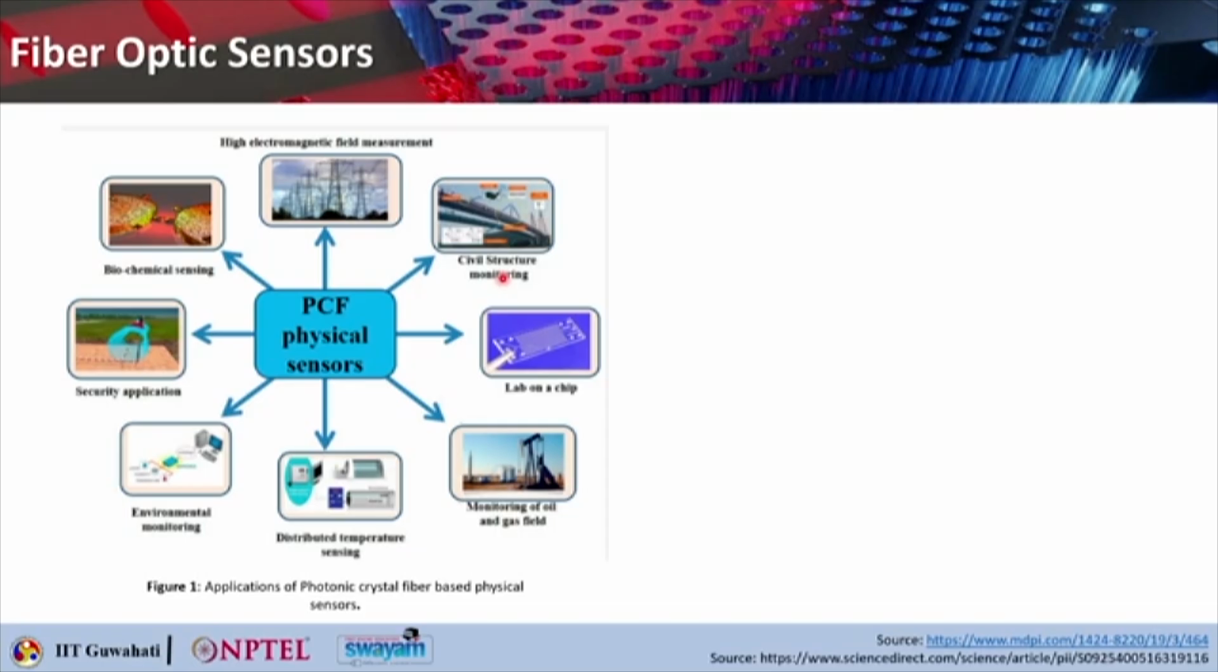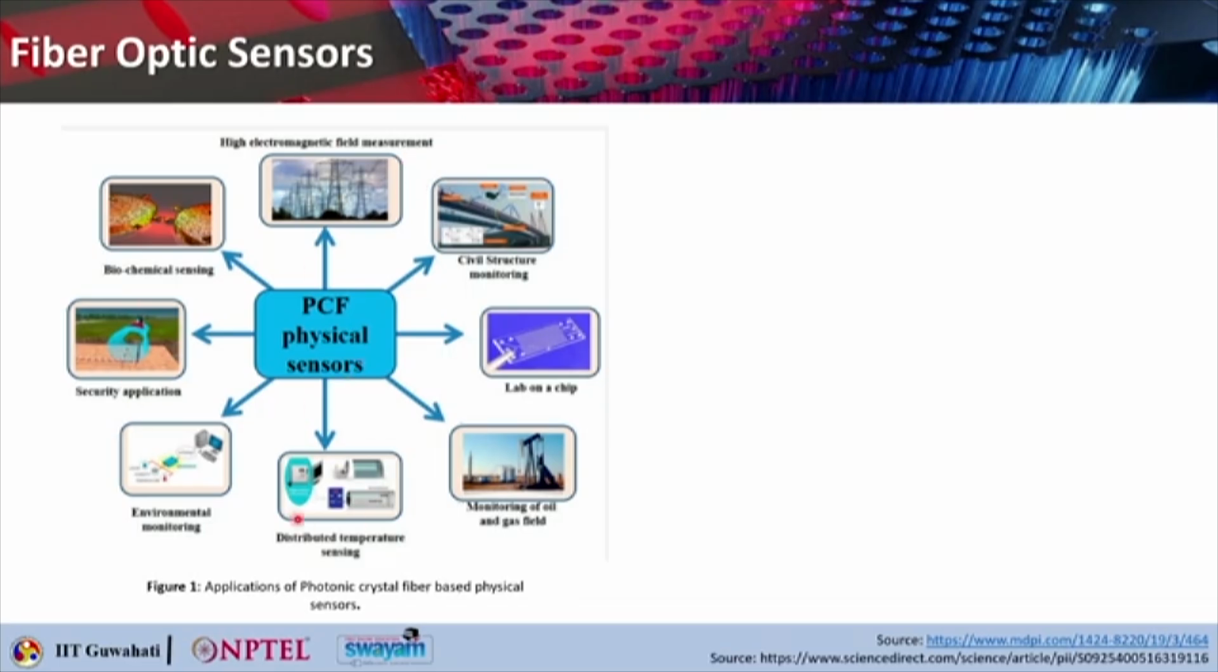Then you can use PCF based physical sensors for remote sensing capabilities. They can have immunity from hazardous environment of high electromagnetic field. So you can actually use them for high electromagnetic field measurement and high voltage measurement. They can be used for biomedical sensing capabilities and so on.